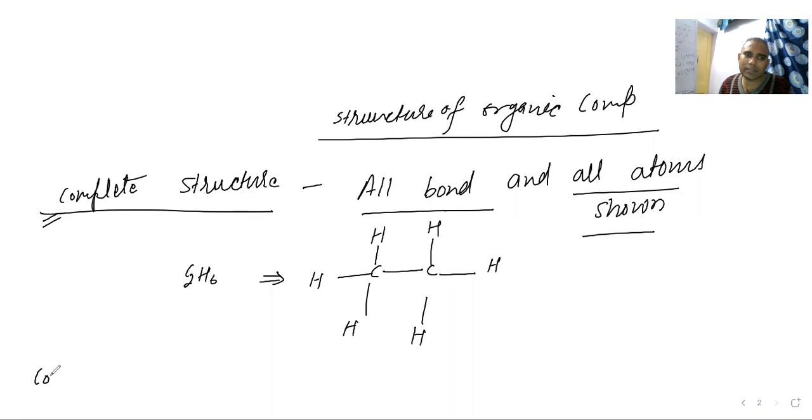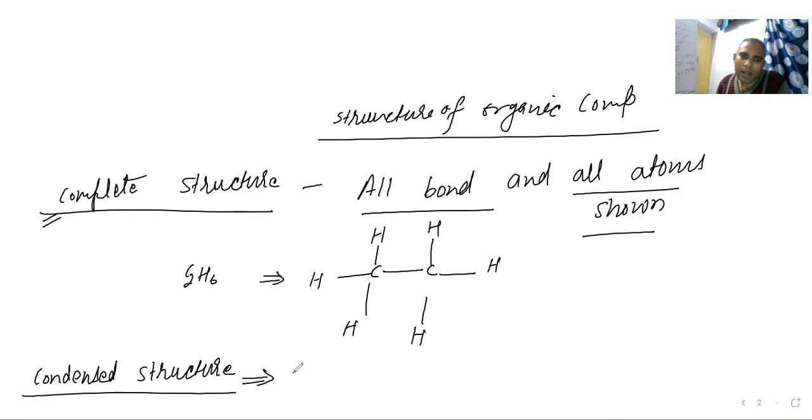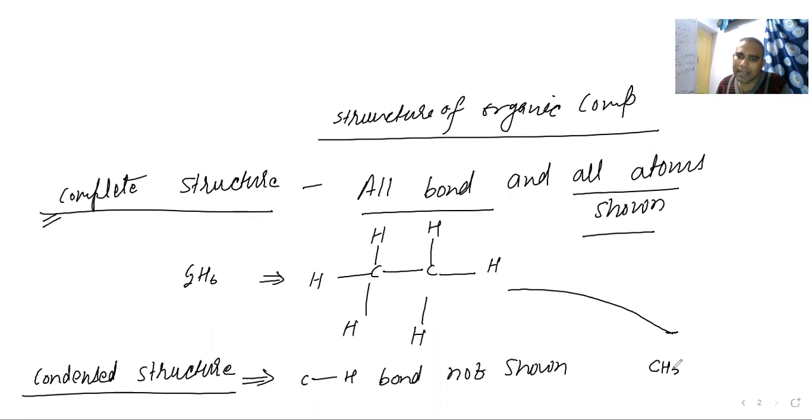Next one is condensed structure. Okay, wherever you are not able to understand, you make me stop and I will explain again. Condensed structure, that is, CH bond not shown. We need not show the CH bond. So how to represent this molecule? This molecule, we have two CH3.